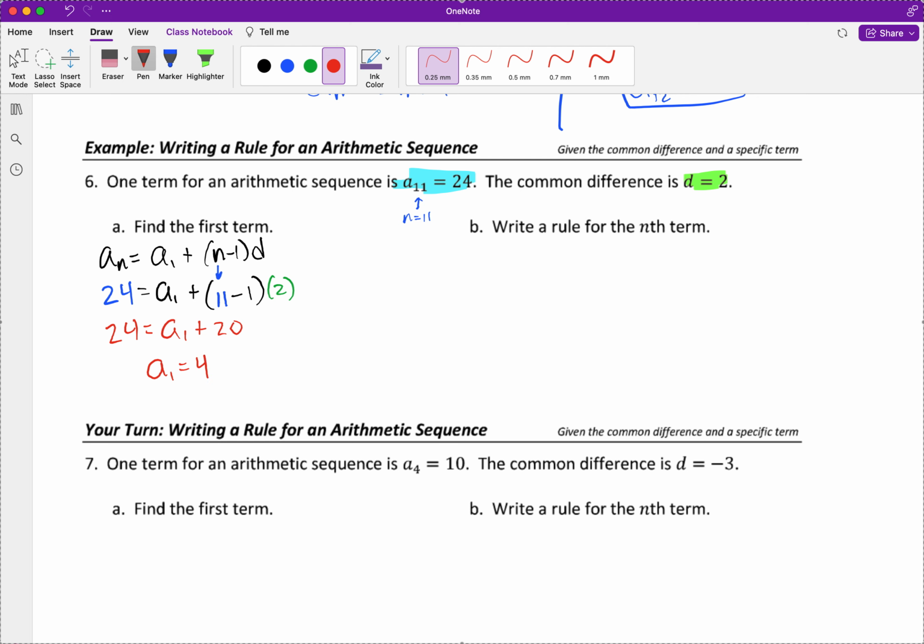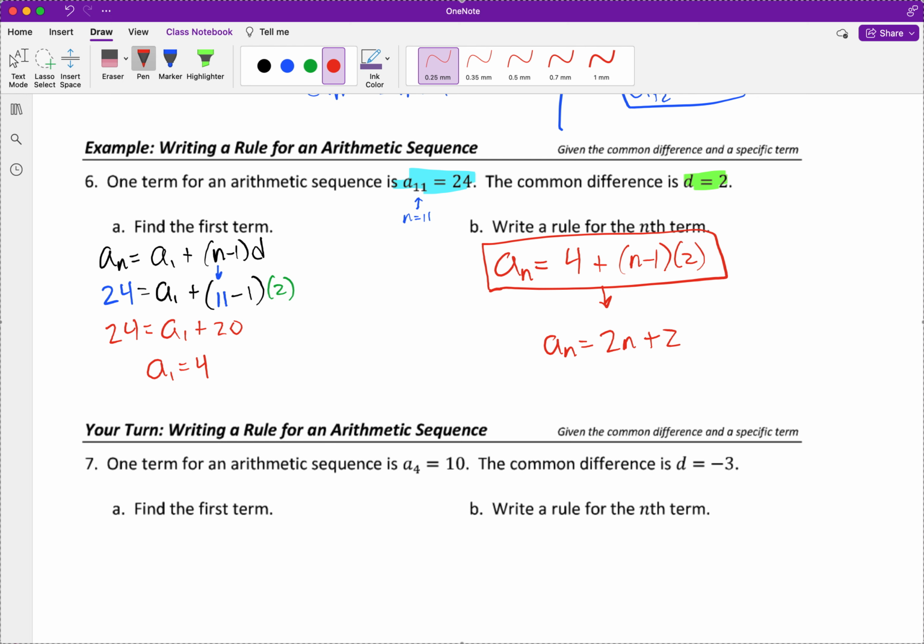And so when I want to write the rule now, life's easy. I'm just going to say, hey, an equals 4, the first term, plus n minus 1 times 2, because that's my common difference. And if I want to simplify it, I can. It is going to be 2n plus 2 when you do all of that math. But again, you don't need to simplify it. It just connects it back to linear functions a little bit more.